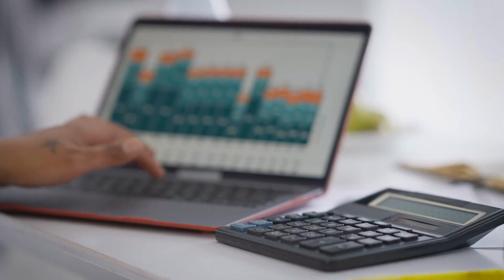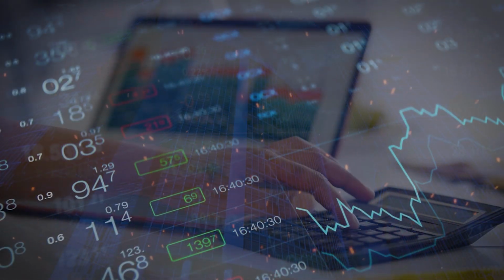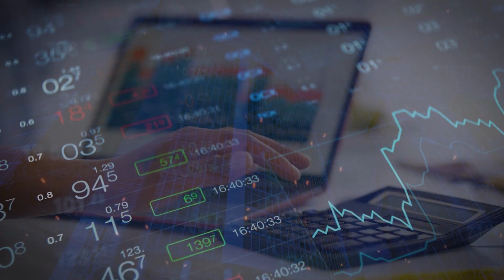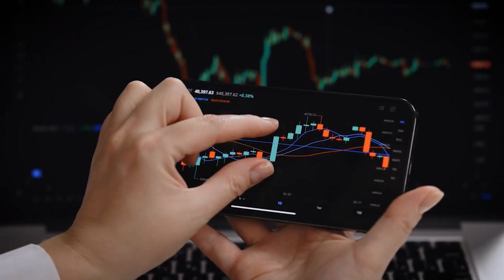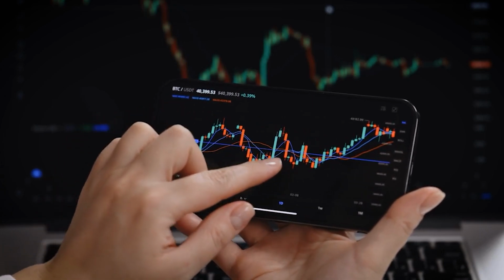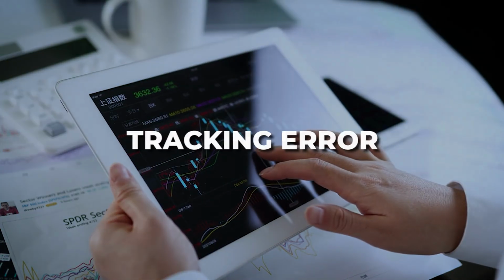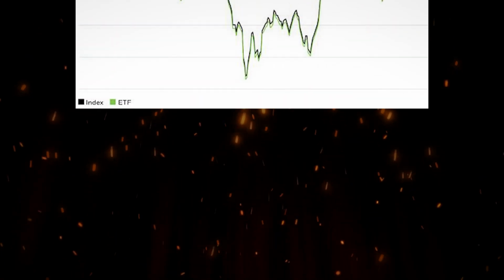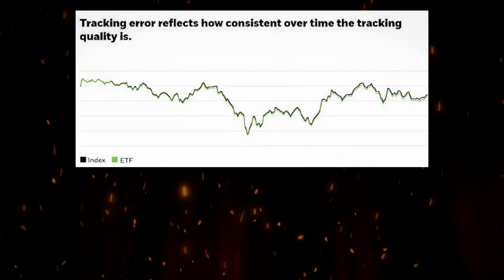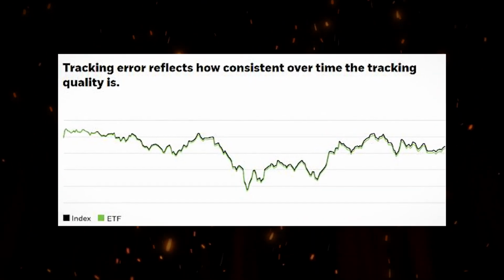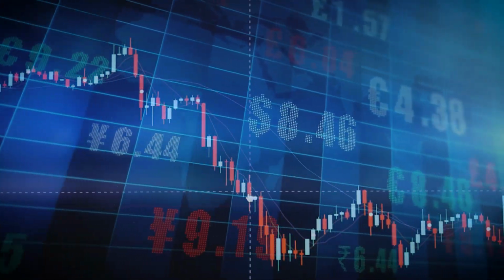If you want to invest in ETFs, you'll first need to know how to evaluate ETF performance. Performance doesn't just mean how much money you make or lose as an ETF's underlying index rises and falls. It's also about how closely the ETF matches the index performance. The two ways to see how closely an ETF matches the index performance are tracking error and tracking difference. Tracking difference addresses how closely the ETF tracks index returns, while tracking error reflects how consistent over time the tracking quality is.